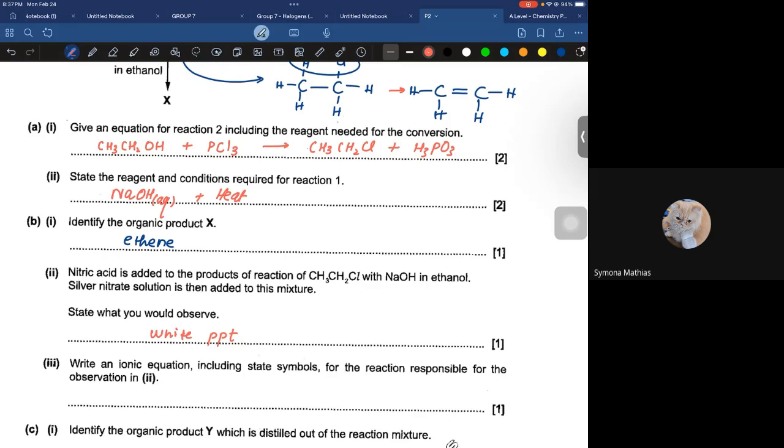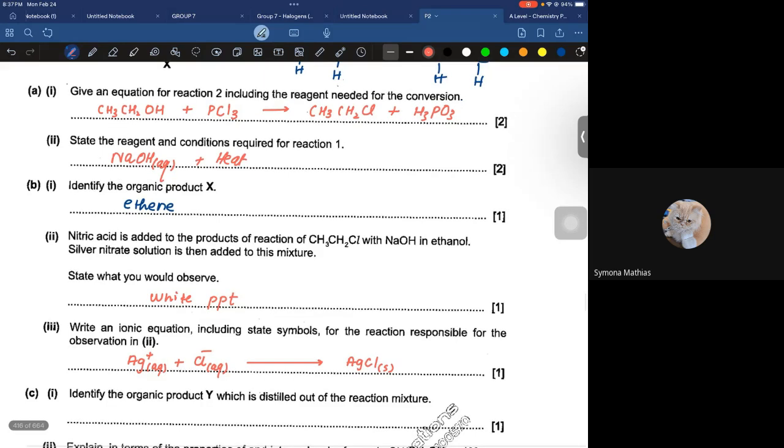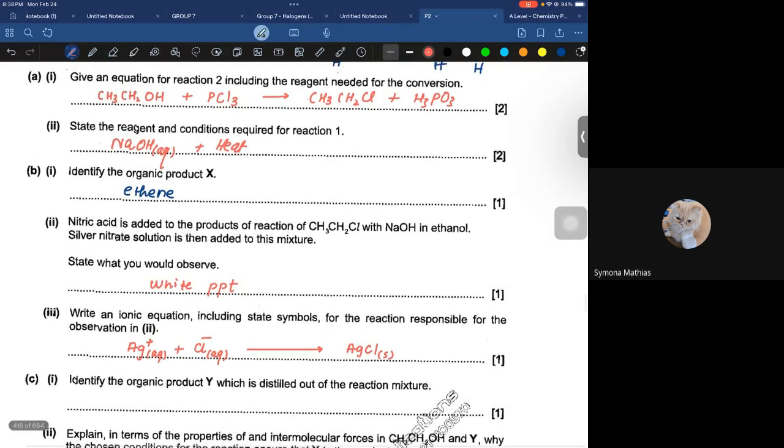Write an ionic equation including state symbols for the reaction responsible for the observation in part 2. As you know, I told you that silver chloride is the white precipitate, silver bromide is the cream precipitate, and silver iodide is the yellow precipitate. So solid silver chloride can be formed by the reaction of Ag positive ion and Cl negative ion. This is an ionic equation. Identify the organic product Y which is distilled out of the reaction mixture.